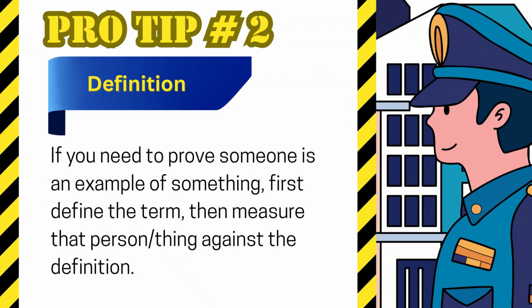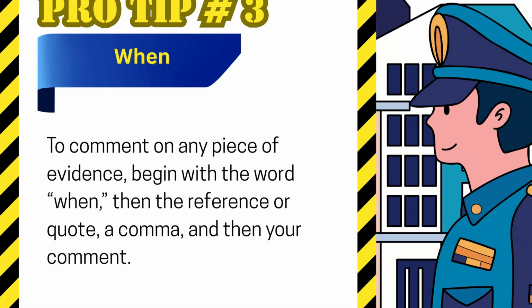Pro tip 2. If you need to prove somebody is an example of something, first define the term, then measure that person or thing against the definition. You can also adapt this strategy to those "to what extent" questions. Really effective. I like this one. Pro tip 3. When. As mentioned earlier, to comment on any piece of evidence, begin with the word when, then the reference or quote, then add a comma, and your comment thereafter.